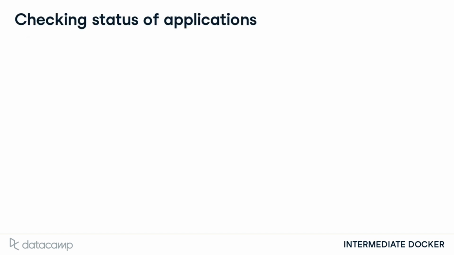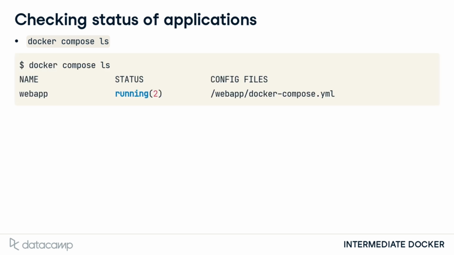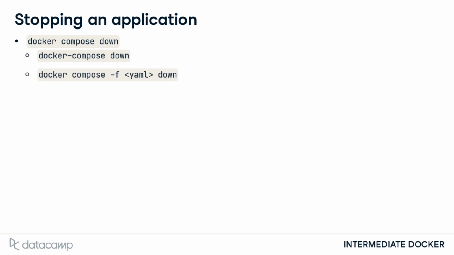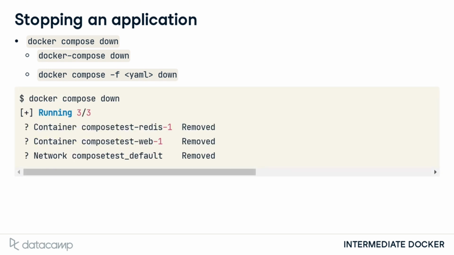To check on the status of a Docker Compose application, we can use the command docker compose ls. This provides a list of the applications, the status of the required containers, and the config file used to start the application. Let's consider if we want to shut down a running application. We can use the docker compose down command instead. Remember, if the -f option is used to start the application, it must be used to shut it down as well. This will automatically shut down any running resources from a given application. In this case, the Redis and web app containers are shut down and removed, and then the network created specifically for this application is shut down and removed.